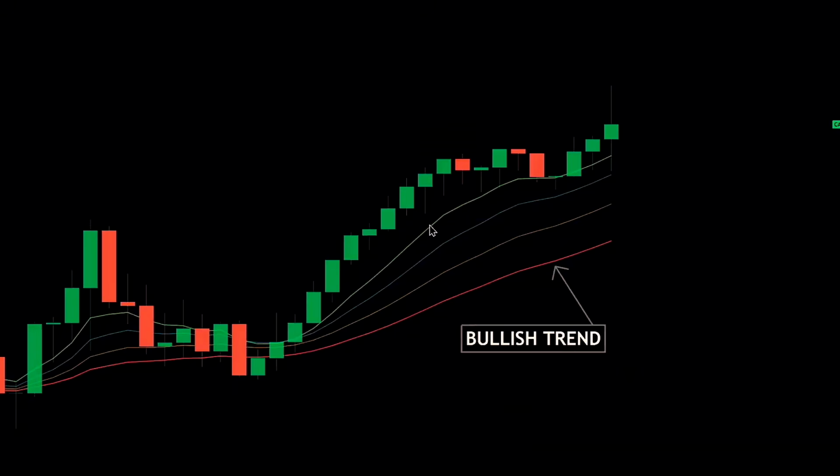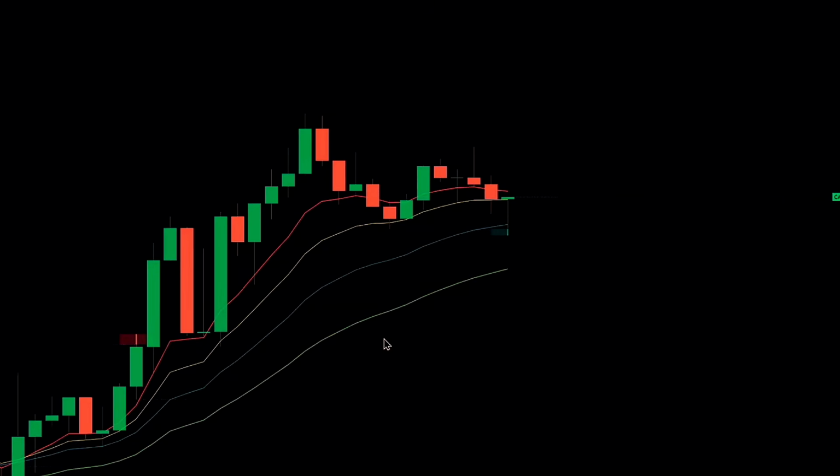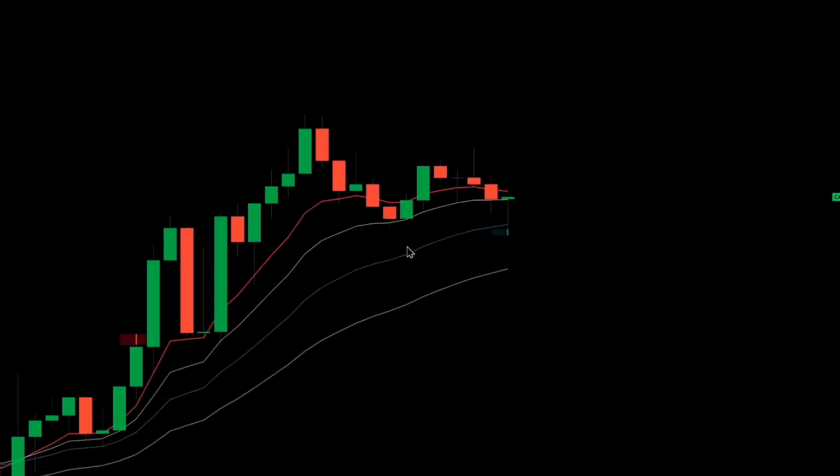When they're aligned in a specific order, red at top, then orange, blue, and green without touching each other, the trend is bullish, meaning we only look for long trades. If they're lined up in reverse order, the trend is bearish, and we focus on short trades. For a long setup, the first step is identifying a sell-side liquidity sweep. The teal line represents a liquidity level, and once a sweep happens, the teal rectangle appears, marking our entry.